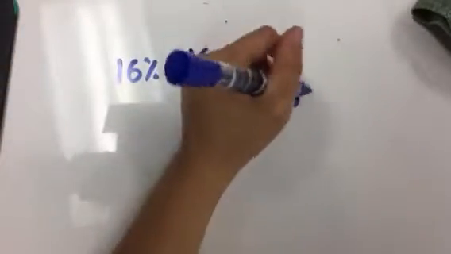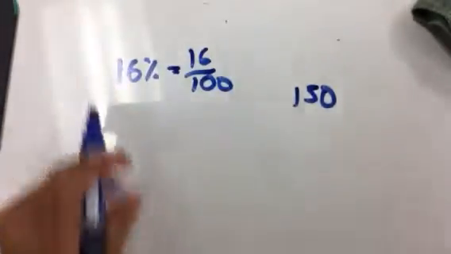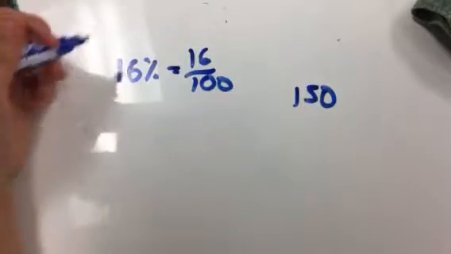Okay, now we're going to talk about Adam and how he wants to pay back his sister 16%. So the first way I'm going to do it is the fraction way. So I know I have 16%, which is 16 over 100, and I know that he received $150. And the first thing I would do is change this to be a decimal.